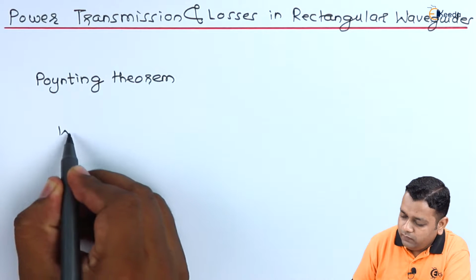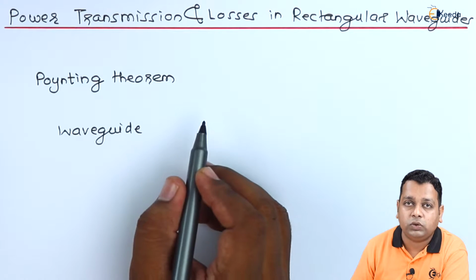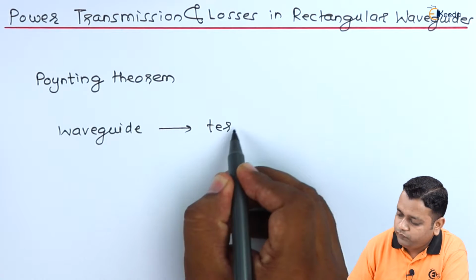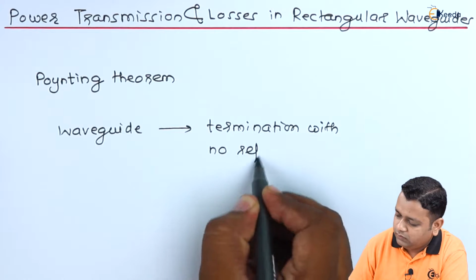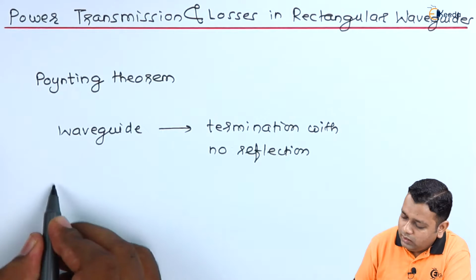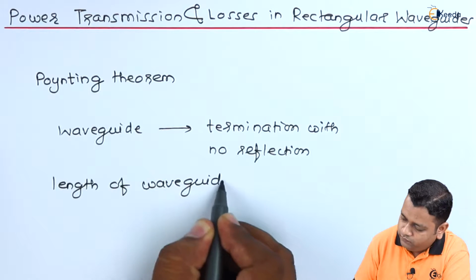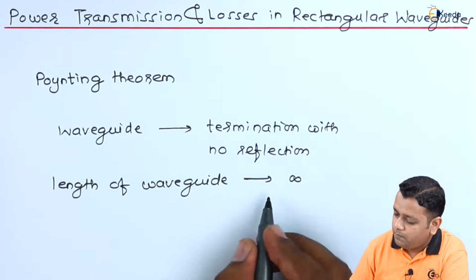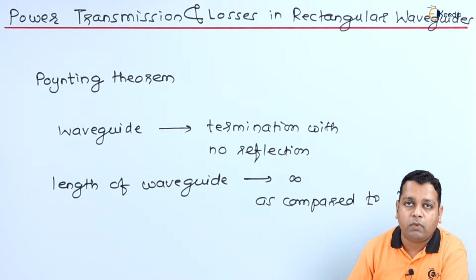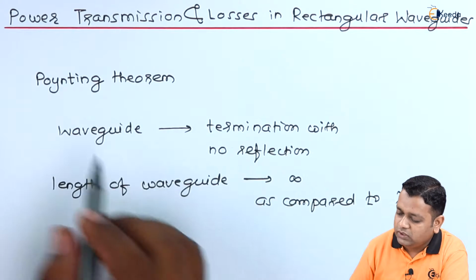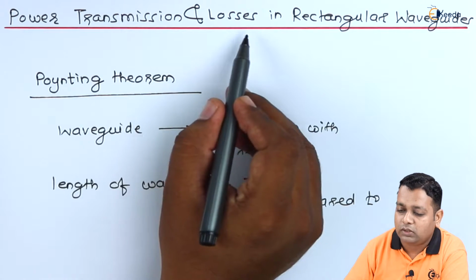Now here we have a waveguide, and that has been terminated with such a load that there is no reflection. So the waveguide will have termination with no reflection. Also, the length of this waveguide is considered to be infinite as compared to the wavelength of the operative microwave inside it. Now with these assumptions we shall make use of the Poynting theorem to analyze the formulations corresponding to the power transmission and further the power losses here.